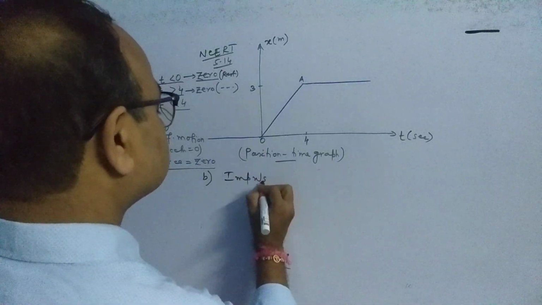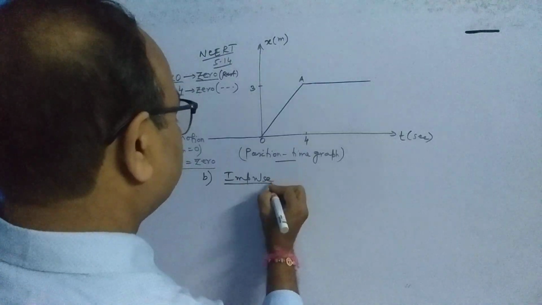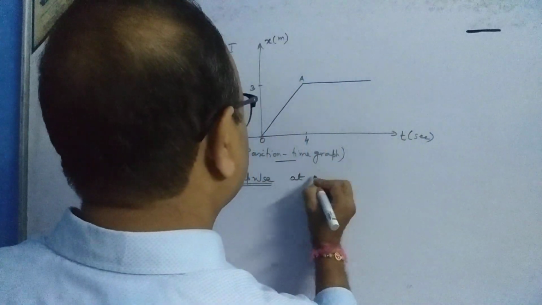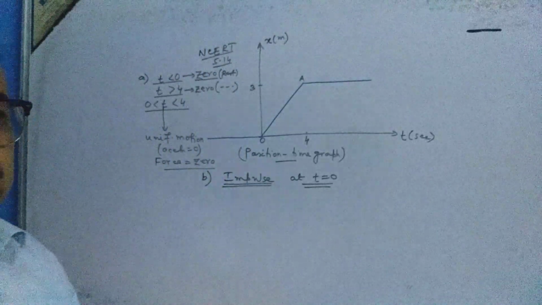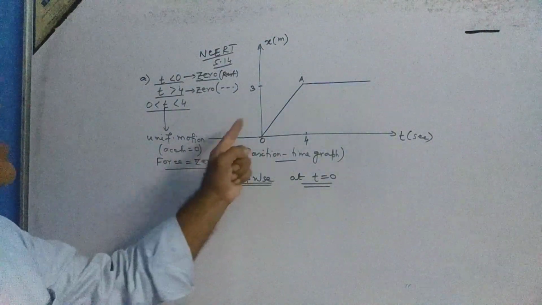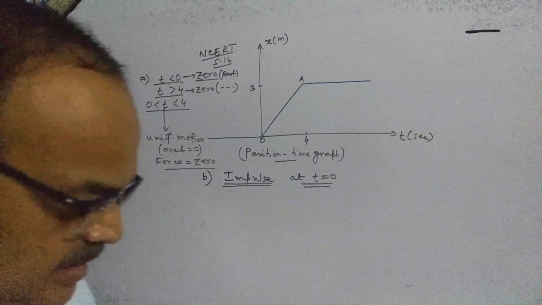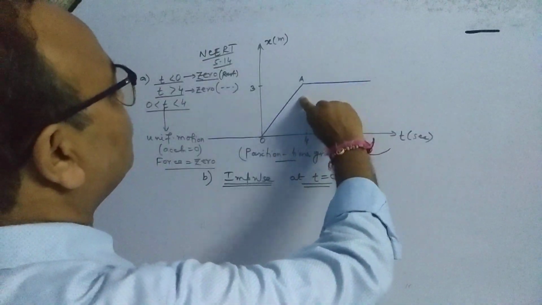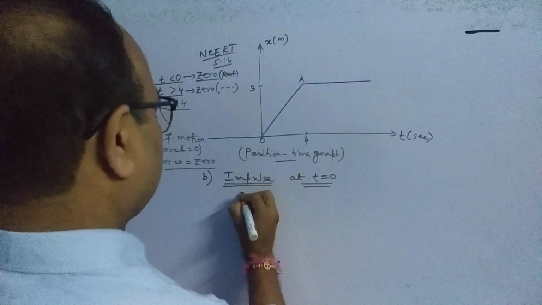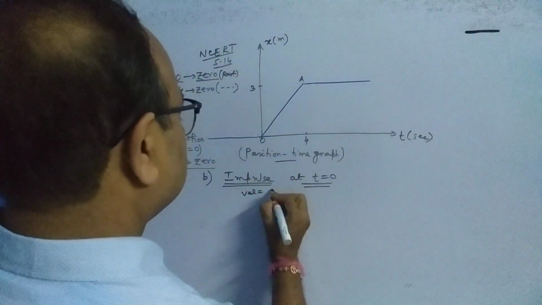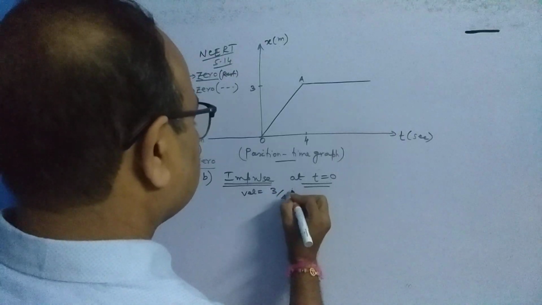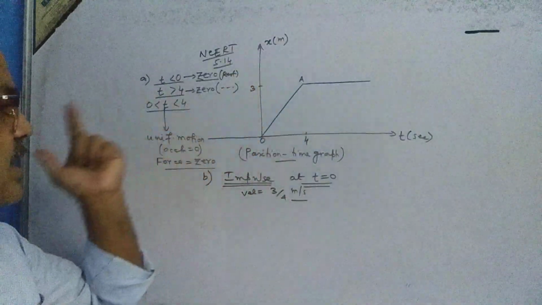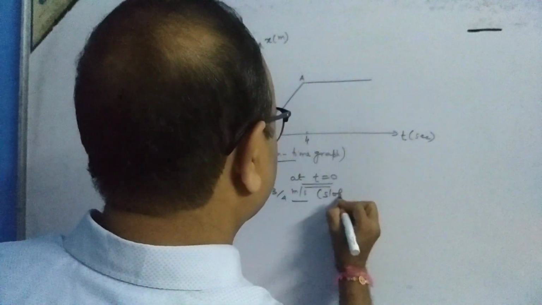What is impulse? Let us now determine impulse at t equal to 0. Pay attention, t is equal to 0. Impulse is the change in momentum. Okay? The mass of the body is given, 4. When the body is moving with uniform motion, velocity is equal to 3 by 4 meter per second, because the slope of the graph will give us the velocity.